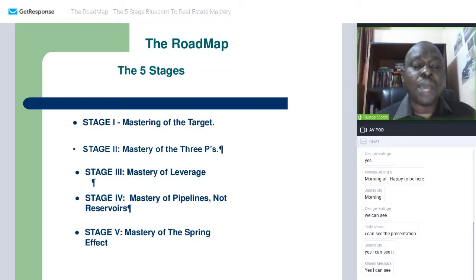And the reason why you have the spring effect is because you have followed these stages in their right order, and you are benefiting from a robust foundation. We talked about that. You're benefiting from a robust foundation. And you have a portfolio that is solid, that takes care of any gaps.